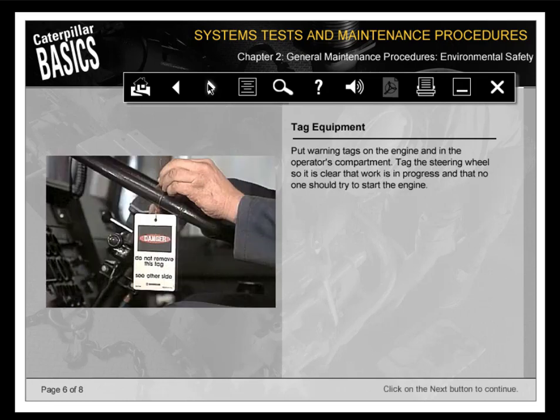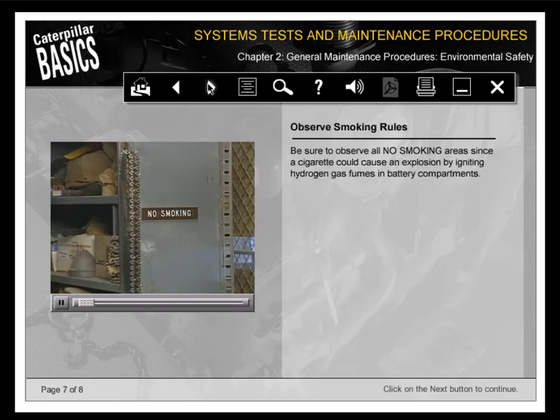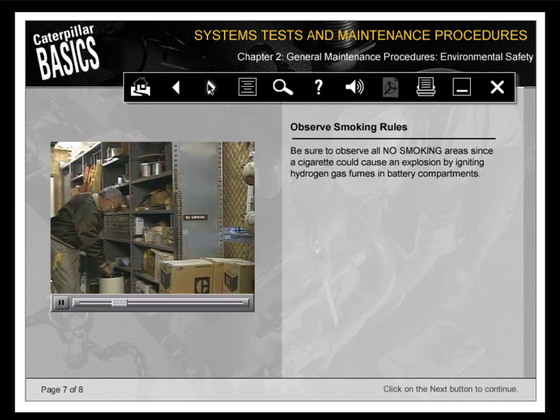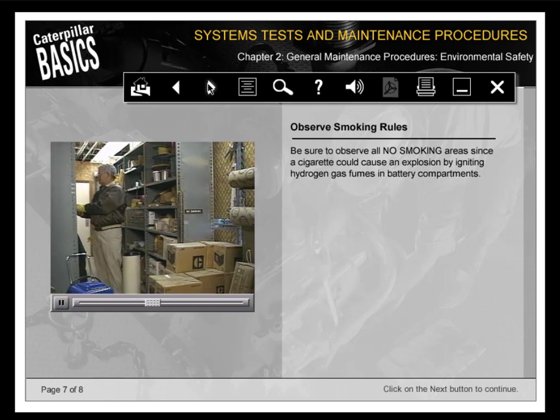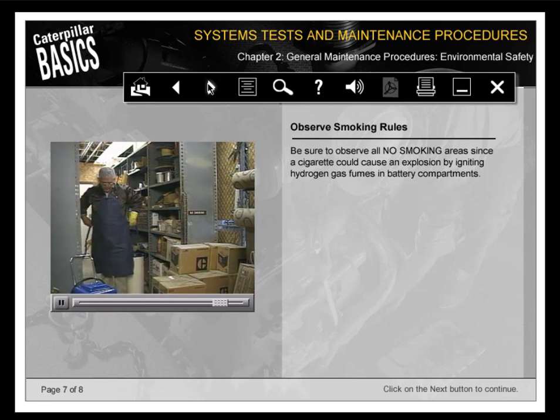Put warning tags on the engine and in the operator's compartment. Tag the steering wheel so that it's clear that work is in progress and that no one should try to start the engine. Be sure to observe all no-smoking areas, since a cigarette could cause an explosion by igniting hydrogen gas fumes in battery compartments.